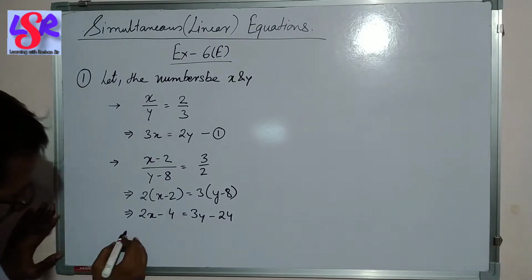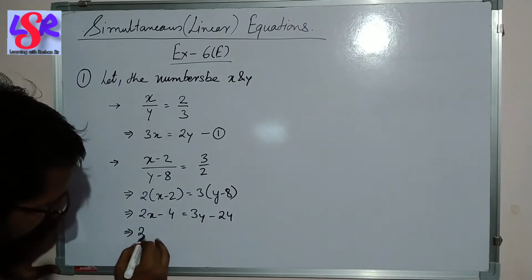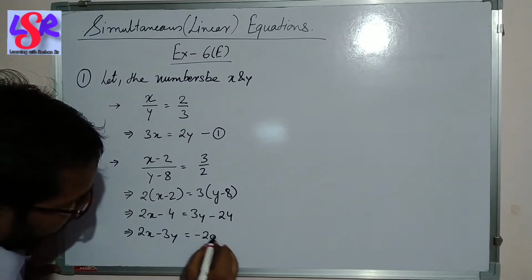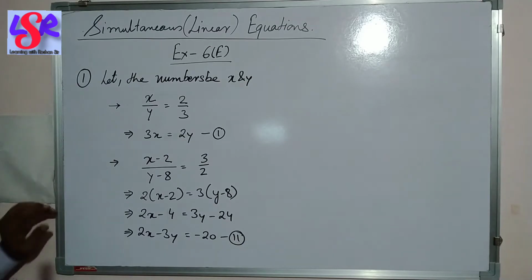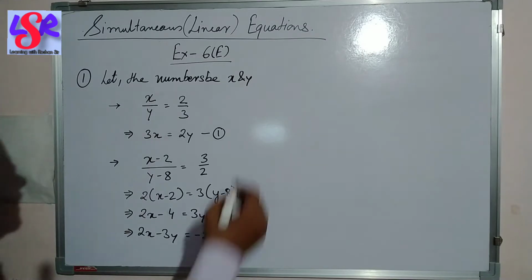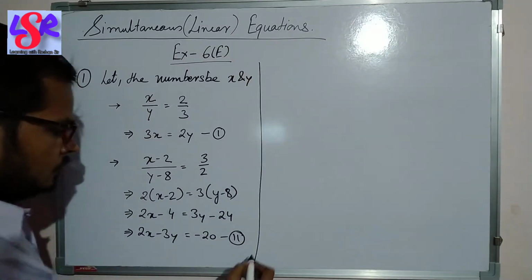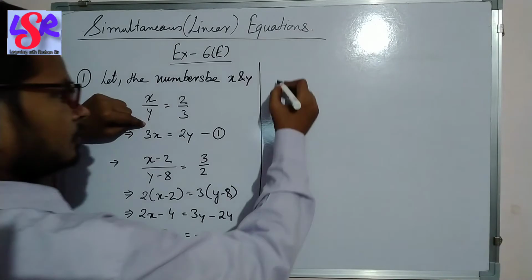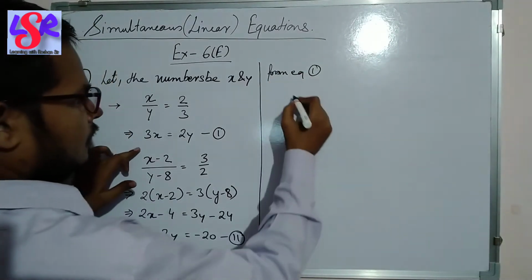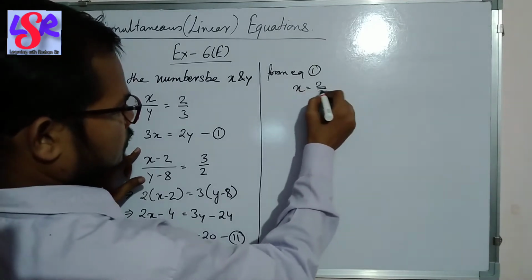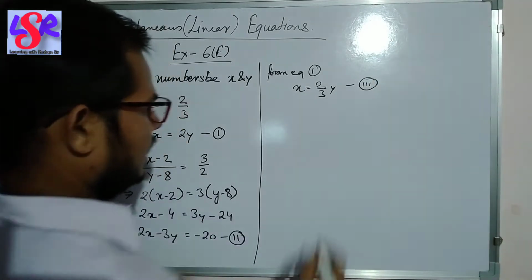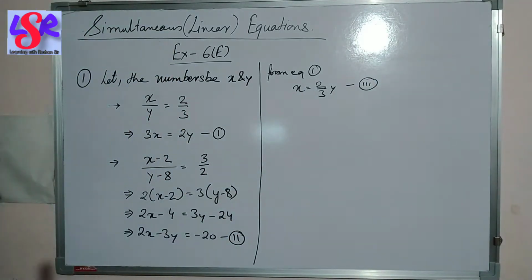Now rearrange it and this will become 2x minus 3y equals minus 20 as our second equation. Now we can take the value of x or y from here and place it over here to get the answer. So from equation 1, x will be equal to 2 upon 3 y. Let this one be the third equation and place the value of this in equation number 2.